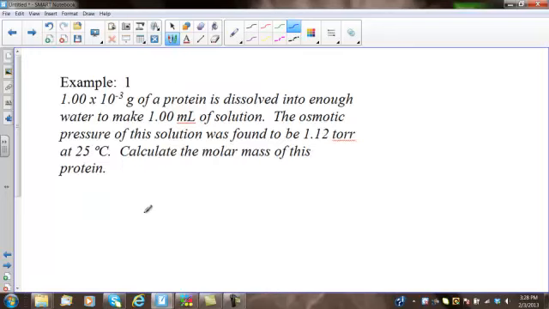Okay, let's look at an example. 1 times 10 to the minus third grams of a protein is dissolved into enough water to make a 1 milliliter solution. The osmotic pressure of this solution was found to be 1.12 torr at 25 degrees Celsius. Calculate the molar mass.